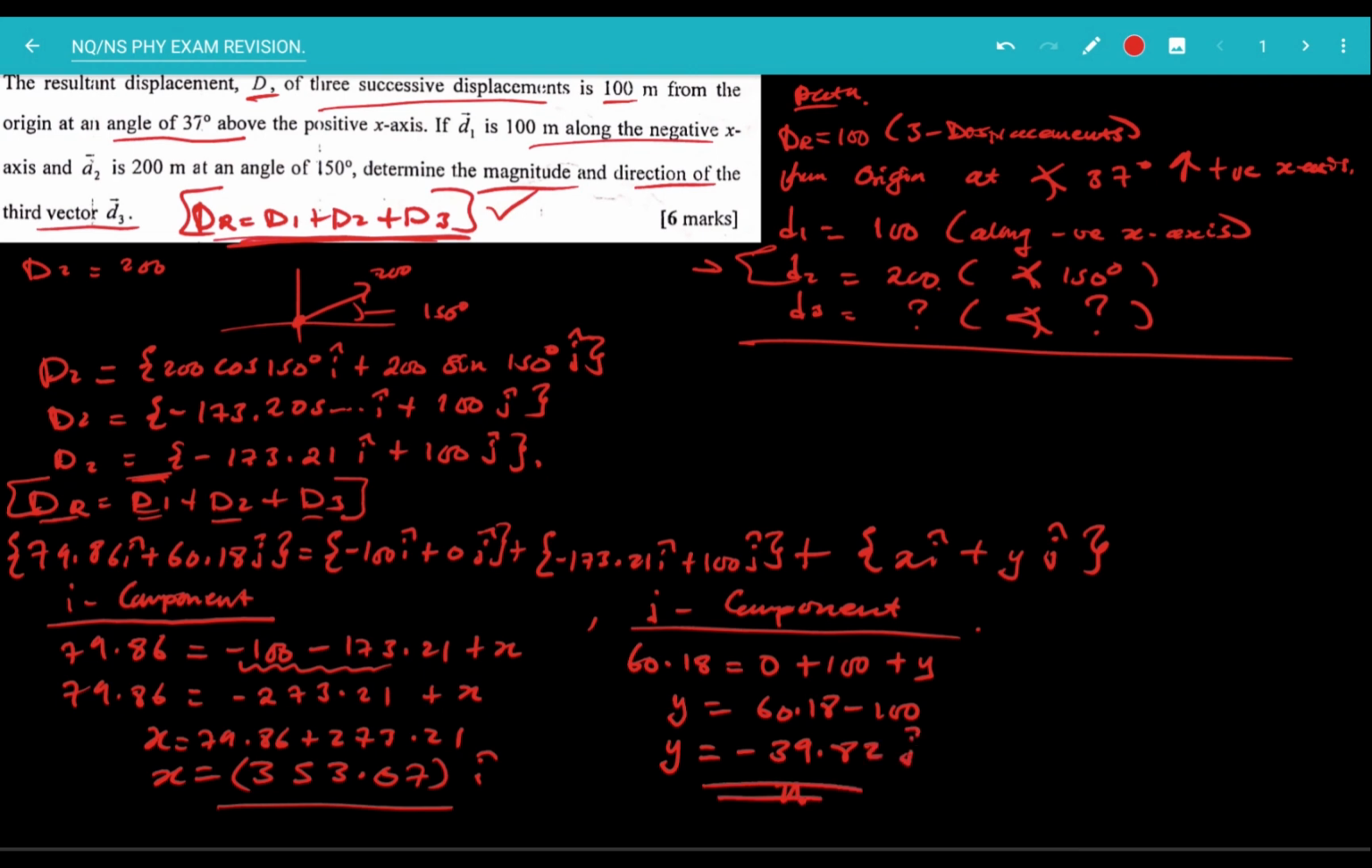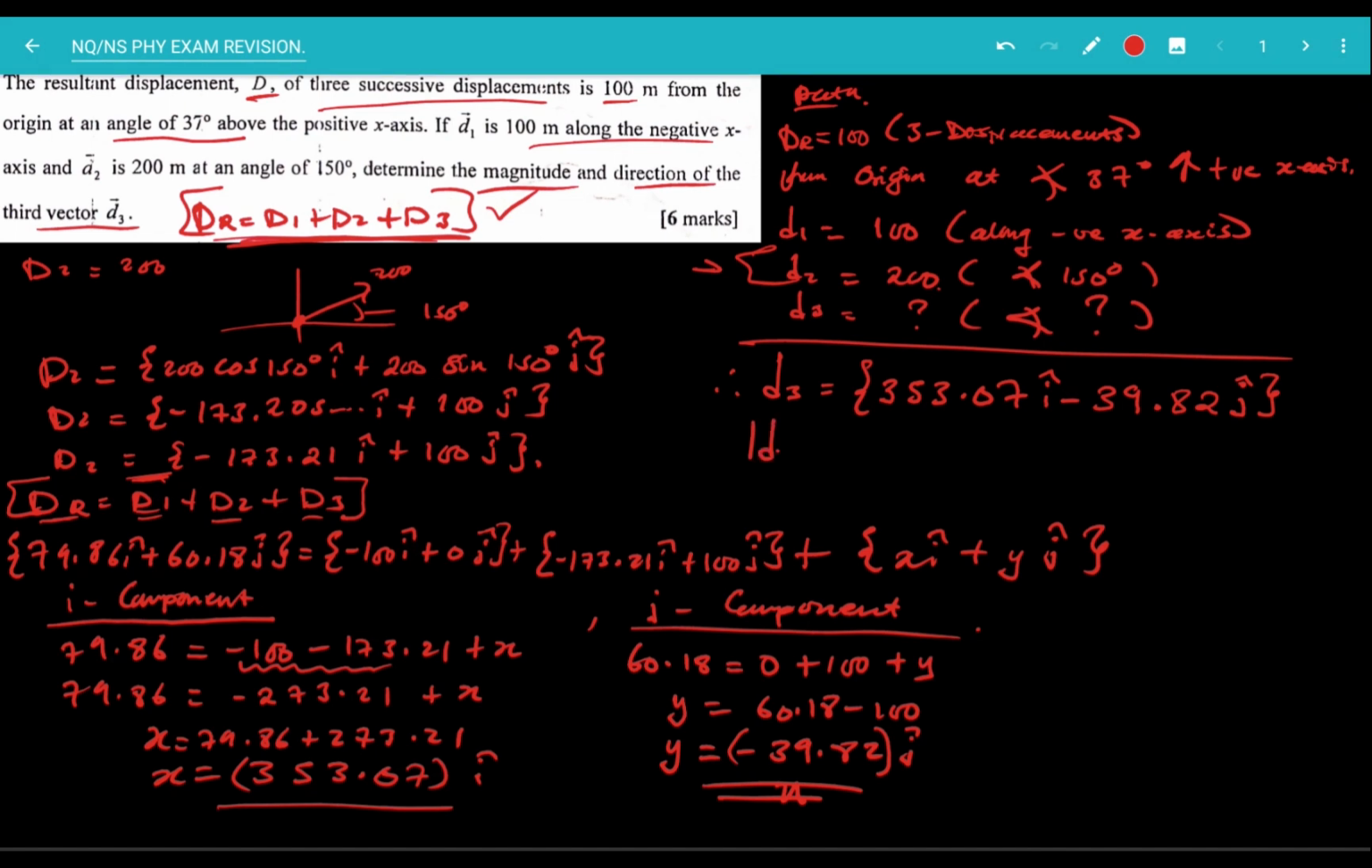Now this simply just tells us that the components of D3 are 353.07 in the I minus 39.82 in the J, like that. So now that we have found the components, the question is not asking us to determine the components, rather the magnitude and the direction. So we can find the magnitude.